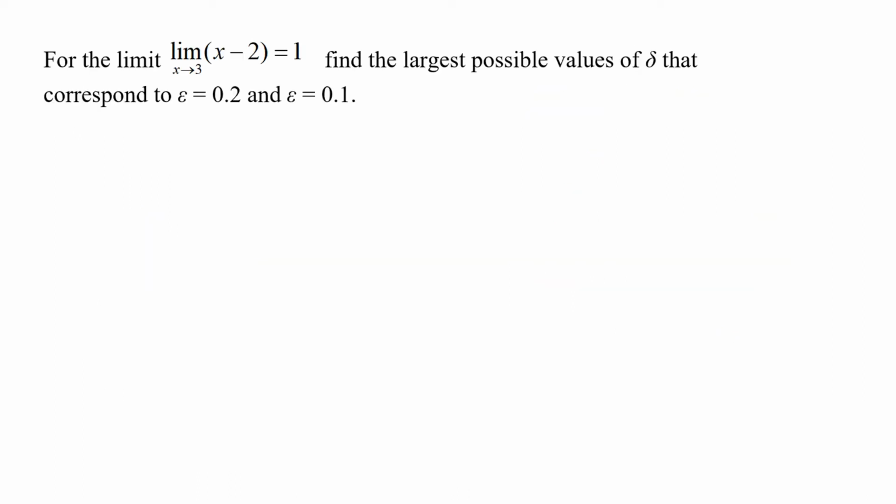For the limit as x approaches 3 of x minus 2 is equal to 1, find the largest possible values of delta that correspond to epsilon is equal to 0.2 and epsilon is equal to 0.1. So this is a two-part question. But for both parts, we can kind of figure out what's going on.